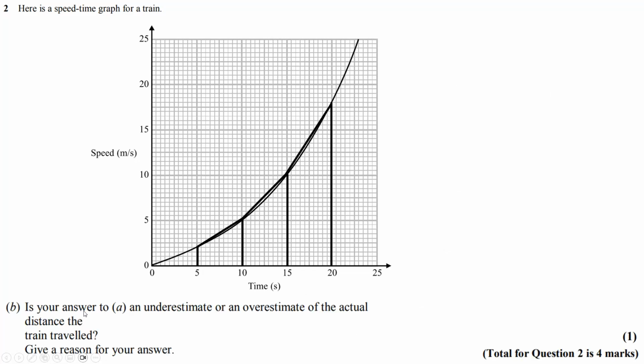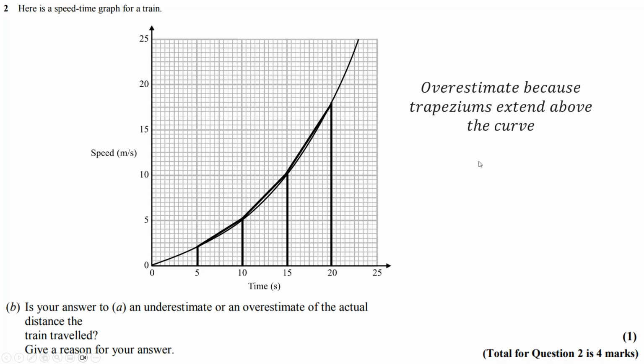Now the question says, is your answer to part A an underestimate or an overestimate of the actual distance the train traveled? Well, if you look at this, the trapezium actually goes above the curve. So when we calculated these areas, we actually calculated a bit too much. We calculated this small bit in between as well. And this means that it's an overestimate because we've calculated a tiny bit more. So you have to say an overestimate because the trapezium extends above the curve.